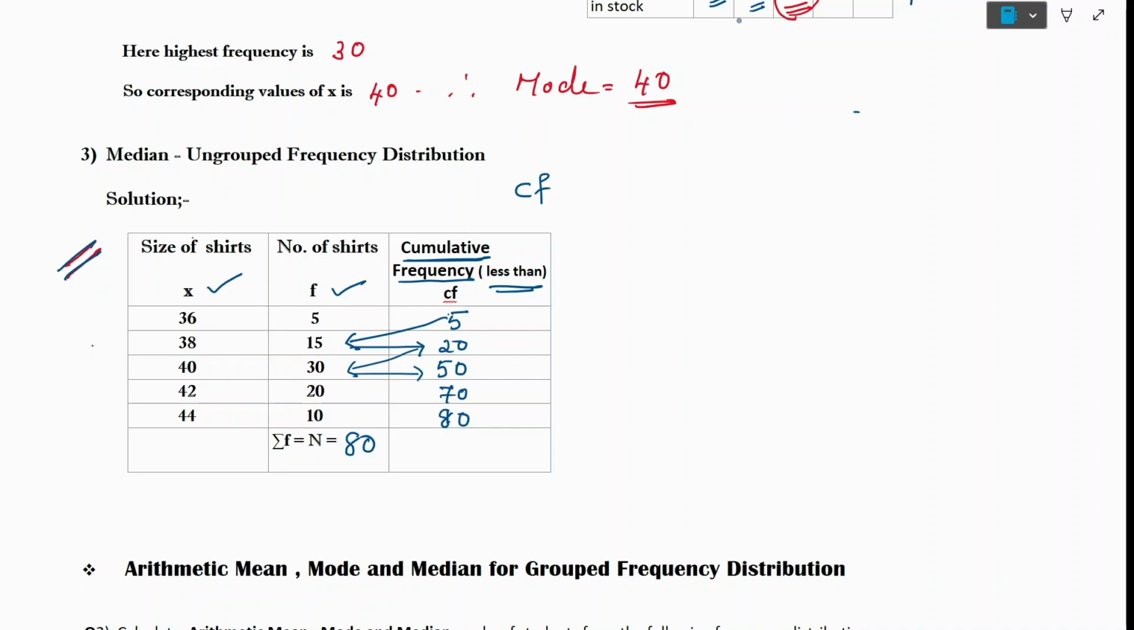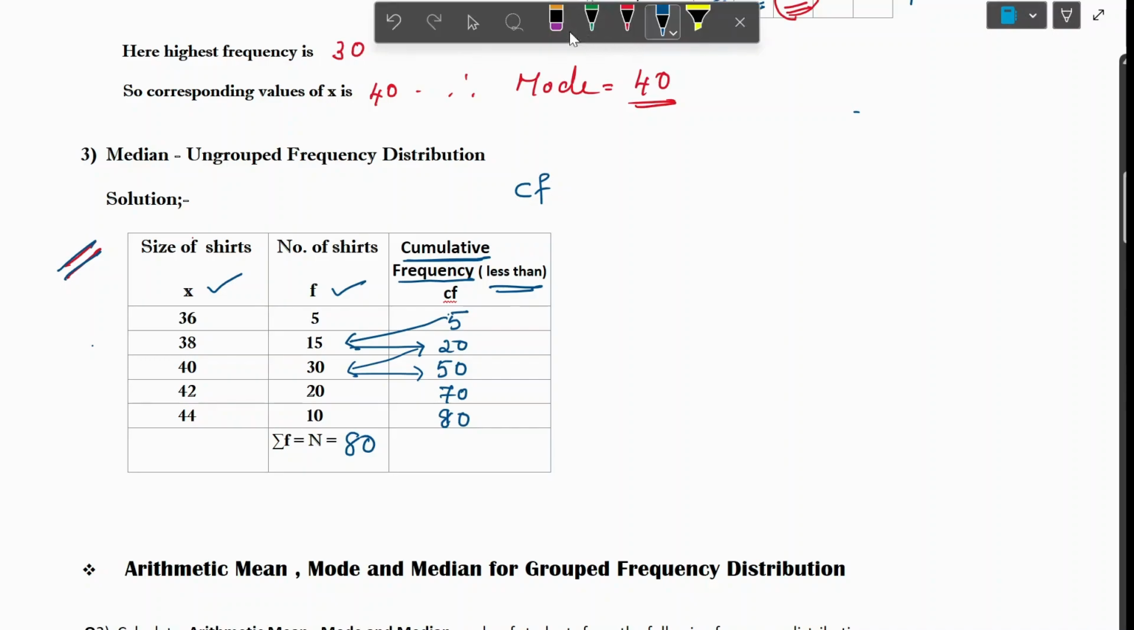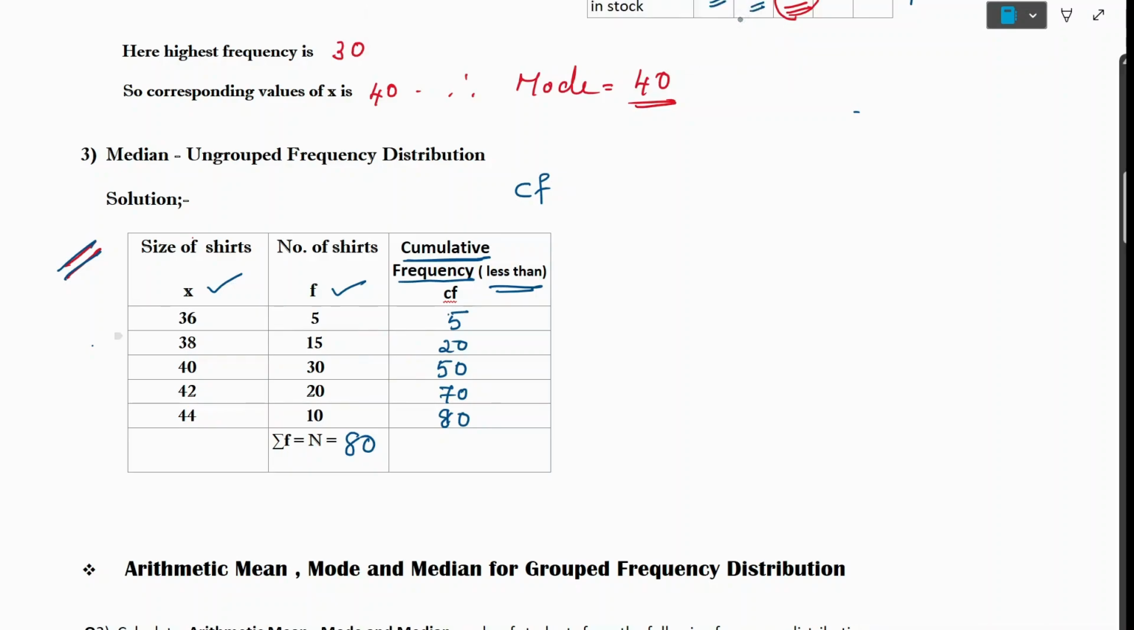There is no formula or anything. You want to locate your median, and I'll tell you how to locate it. Step number 1 we finished: we prepared the cumulative frequency column. After that, you are going to locate your median from the table. Now how to do it? First, we write what is your N. N is equal to 80. Here 80 is an even number, right? Even number means the number which ends with 0, 2, 4, 6, 8, etc.